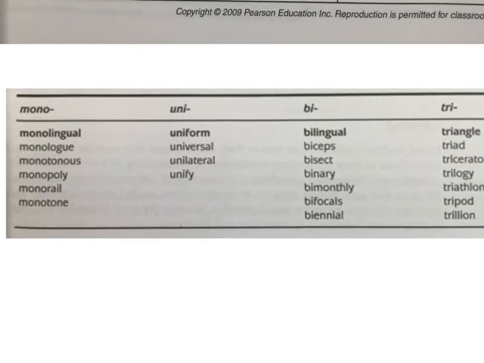Now we go to uni. You have uniform, universal, unilateral, unify. Generally, this is like bringing things together. Uni also means one. Just like mono means one, uni means one. Like uniform, everyone wears the same thing. Universal, it's one thing that's across the board. Unilateral is like universal. It's a unilateral decision: one decision was made and we're going to stick to it. And unify is bringing everyone together in one.